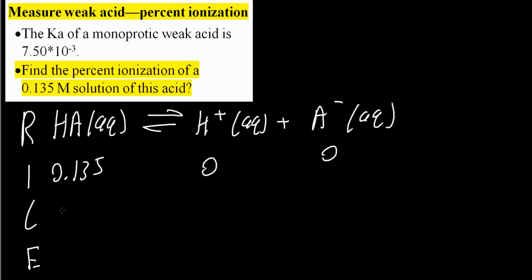Next, we will do the change in concentration. The reactant will be minus, and we have one of it, so minus X. We have one of this and one of this, but they're products, so it's going to be plus X and plus X. So at equilibrium, we would get 0.135 minus X. This would simply be X and X.